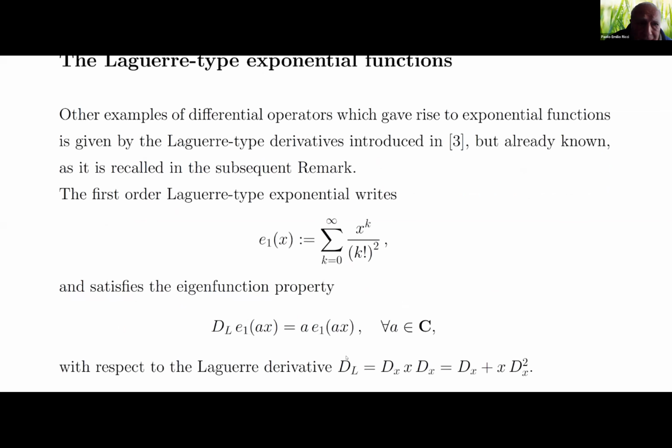The examples are the Laguerre-type derivative, which is given by this formula here, in which the denominator is k factorial squared, which is an eigenfunction of this operator. This is called the Laguerre-type operator. This operator is given by D_x plus x times the second derivative. So if you apply this operator to this function, we recover the same function multiplied by the parameter.